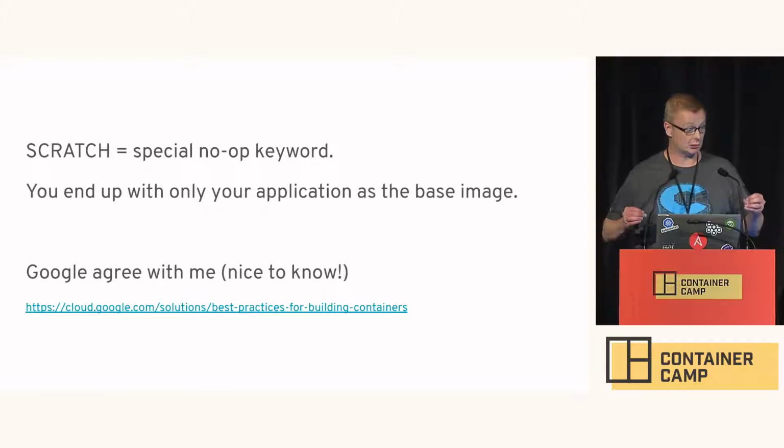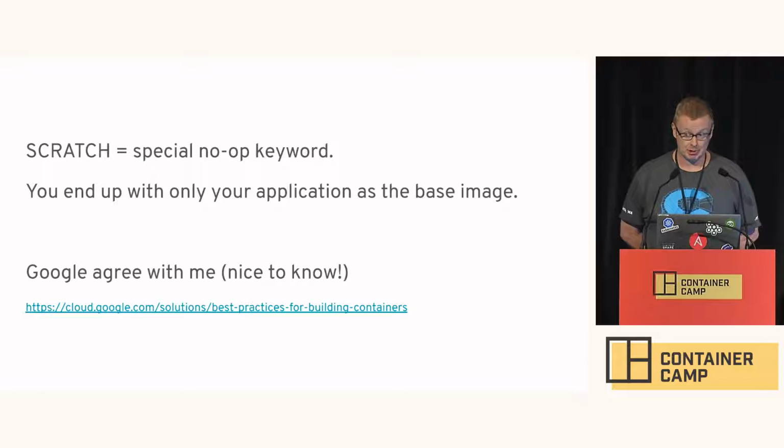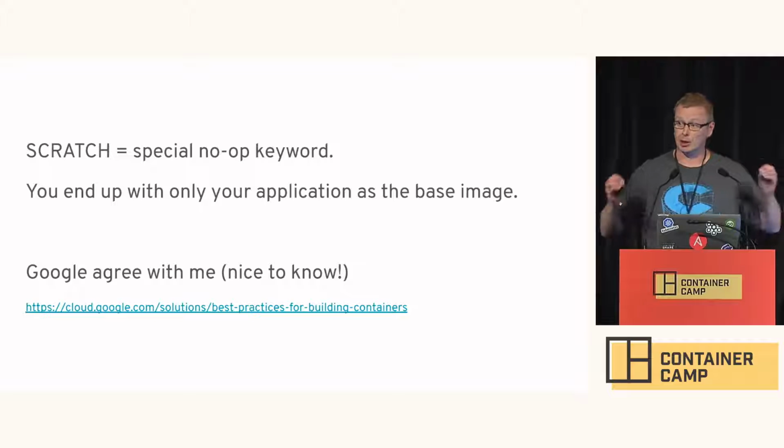So we have this thing called Scratch. Scratch is a special keyword. You can use it in your build file. It is a no-op keyword. That means that it does not create another file system layer. Awesome. You end up with only your application as the base image. This means you can't do a Docker exec login. You can't do anything. The only thing that's running is your application.